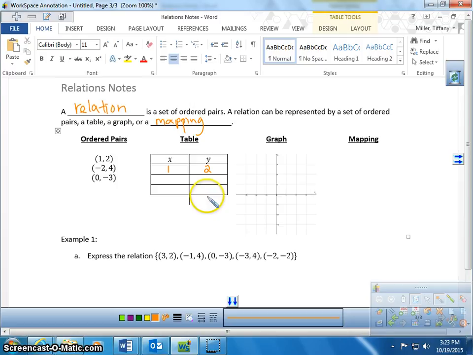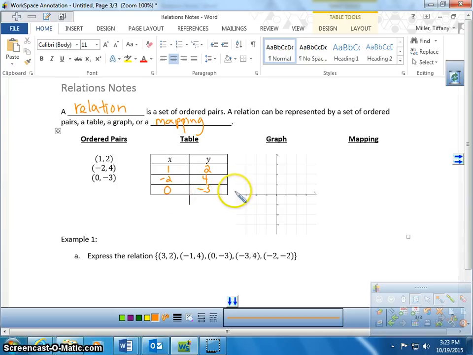The next ordered pair is negative 2, 4. The x is negative 2. The y is 4. And lastly, my third ordered pair is 0, negative 3. So 0, negative 3 goes in the x and then the y.